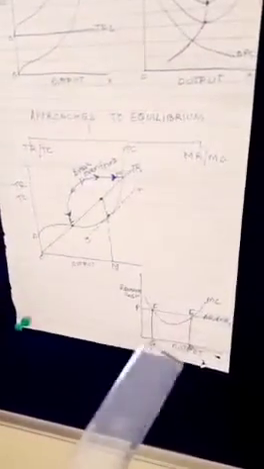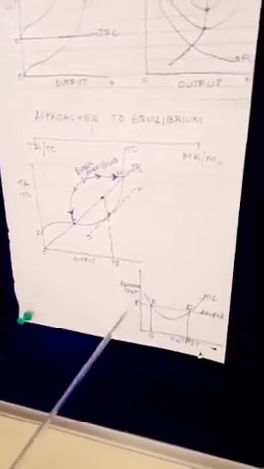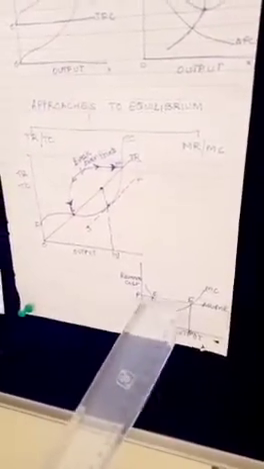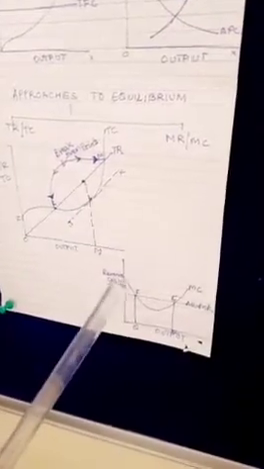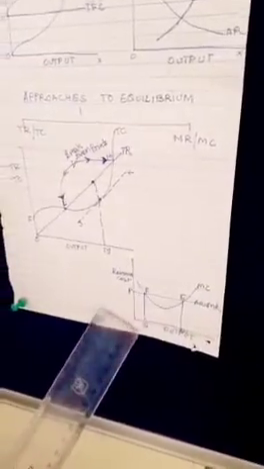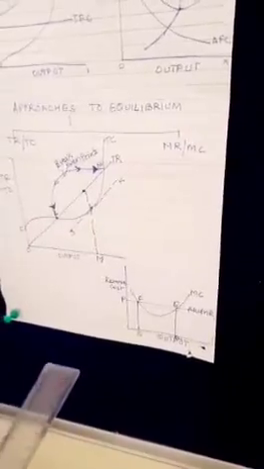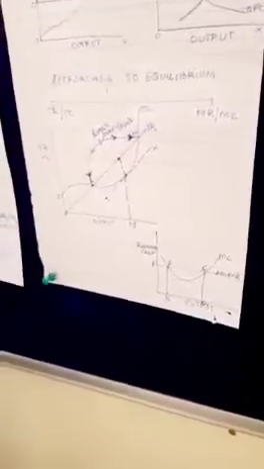The next approach is the MR-MC approach to equilibrium. Here, on the x-axis again we have taken the output, and on the y-axis revenue and cost. The average revenue and marginal revenue is a straight line in perfect competition. AR is equal to MR, and this curve shows the marginal cost curve. So the first condition of equilibrium is where MR is equal to MC, and this condition is satisfied at F and E, but both cannot be equilibrium points.